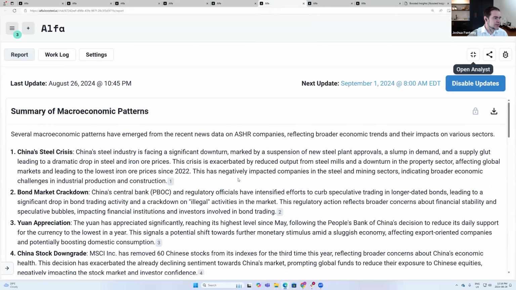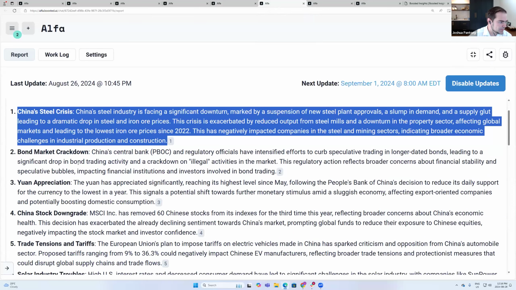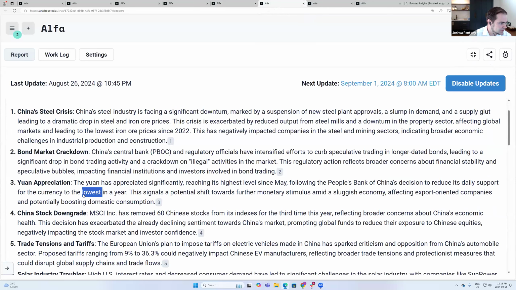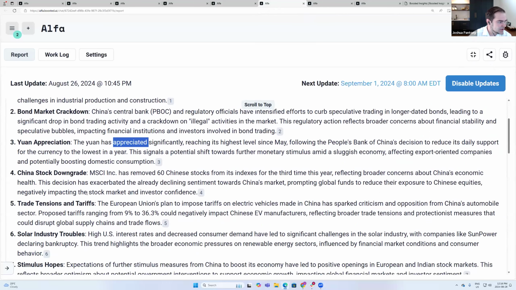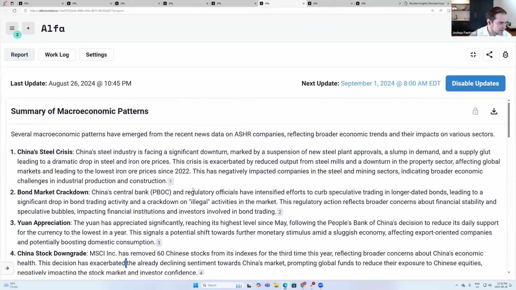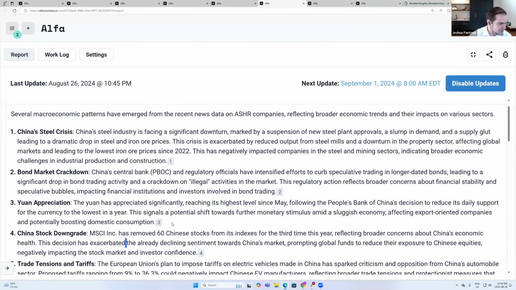I've got another one here that's doing an analysis on China. Same kind of thing, looking through earnings calls in China and trying to find some of the big emerging macro trends in China. So there's a big steel crisis happening. There's a bond market crackdown, appreciation of the currency, stock downgrades, et cetera. It's the same kind of thing. I can click into these.